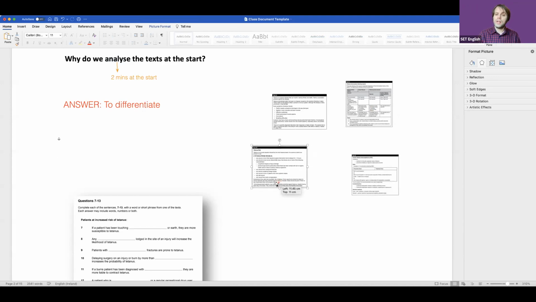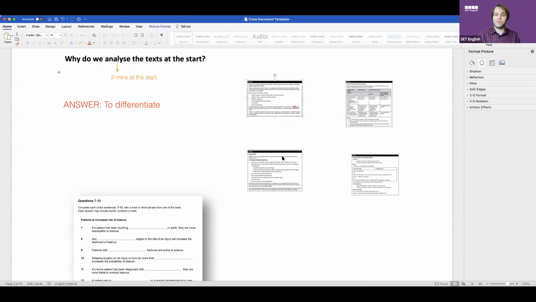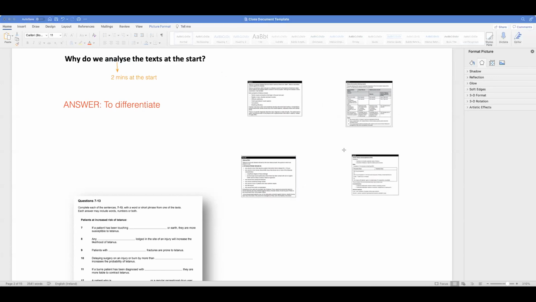Why is that useful, fella? And let me ask Shari as well. Why is it useful to separate them out? What does it do? How does it help us? Because there are matching questions and short sentence questions, and we need to know which text the question is from. Yeah, so I need to know which text to go to and answer. Right, so I'm trying to separate these out.